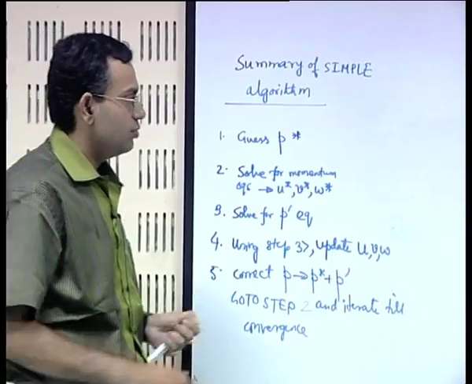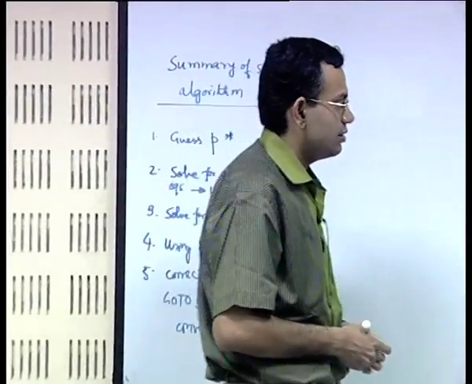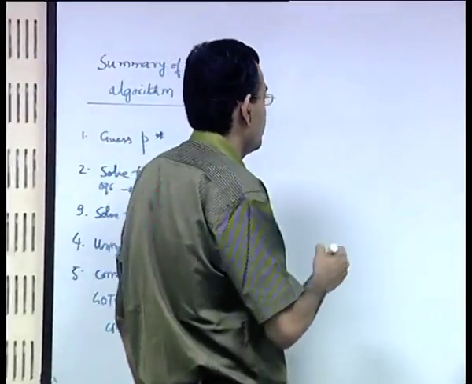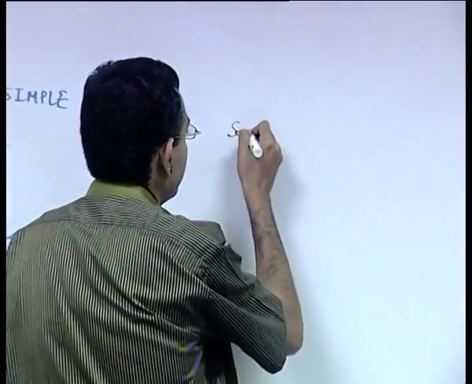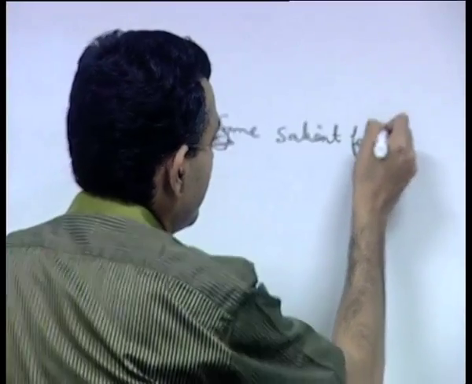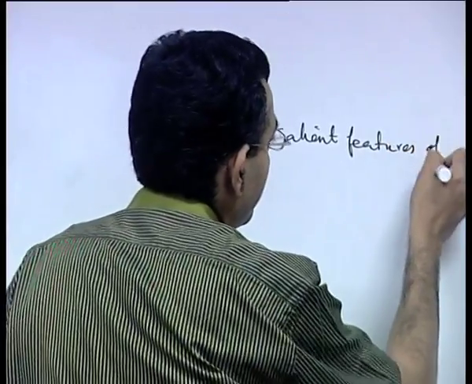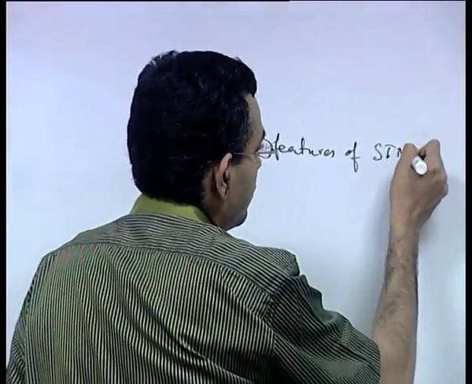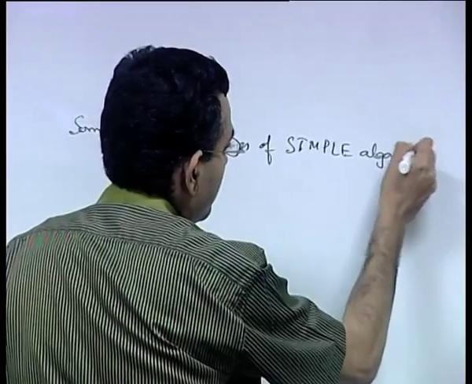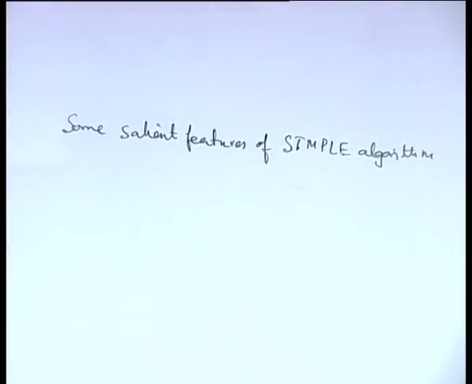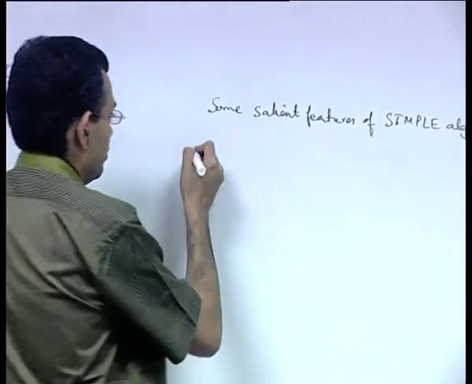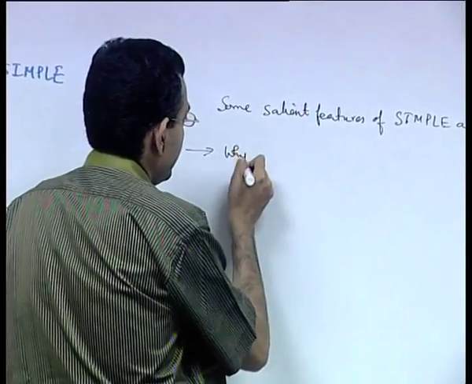Okay. Now let us discuss some salient features of the SIMPLE algorithm. Some features we have already discussed, that is why it is semi implicit.